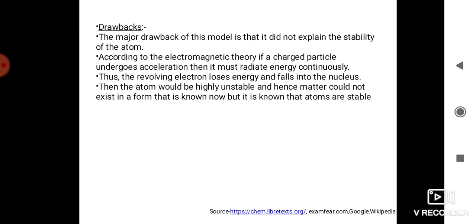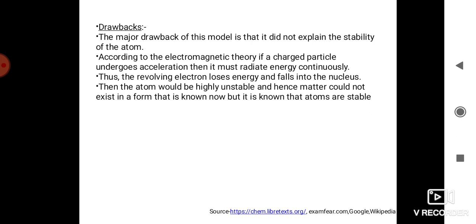Rutherford could not explain this drawback, and thus this structure of the atom failed.